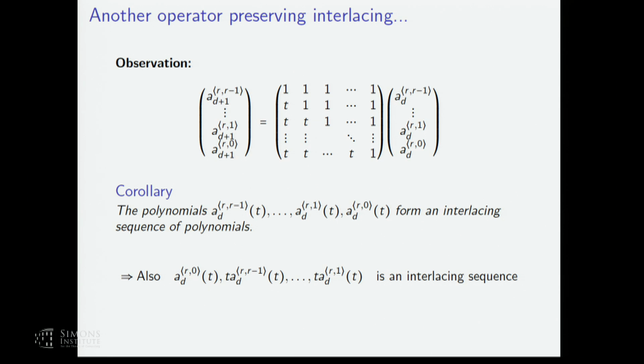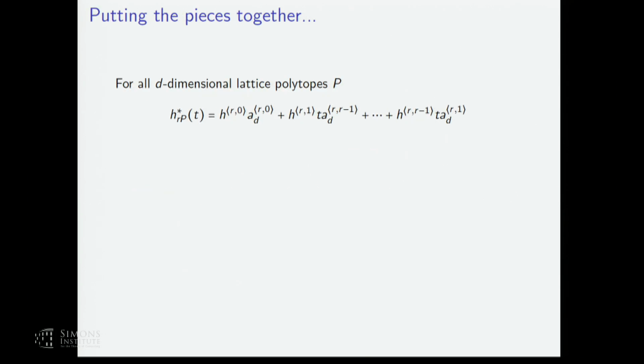Yeah. So I get this new interlacing sequence. And so this is the recall. So we saw that this is the h-star polynomial of the r-th dilate. And now, what happens if r becomes big? What happens then to the h_{r,i}, the coefficients here?